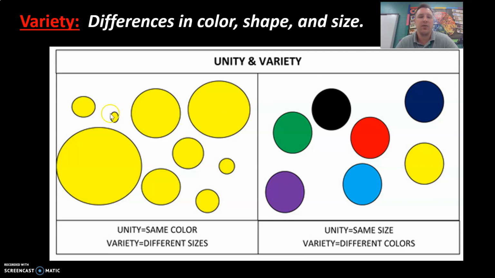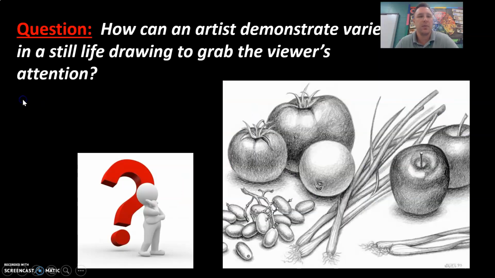So over here, you have all these yellow circles, there's variety in the size, but there's not variety in the color. On the right, there's variety in the color, but not in the size. So if you were to fuse these two together, it would probably make the most engaging image of these circles, where the circles are different sizes and colors and placement. So the more variety you have in art, the better.